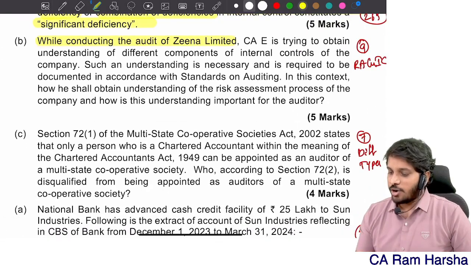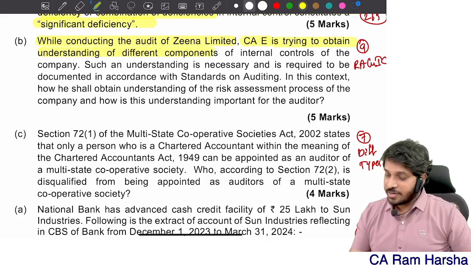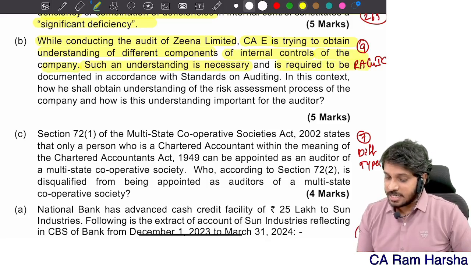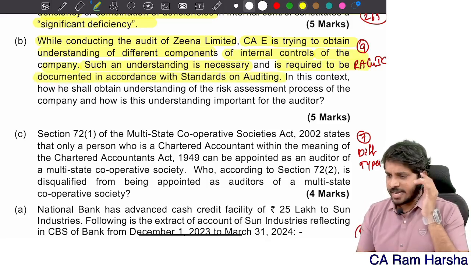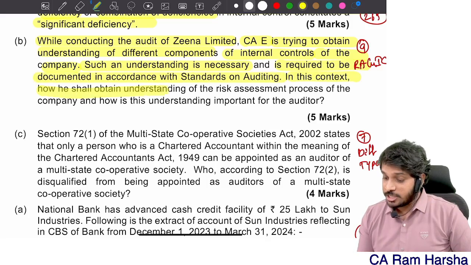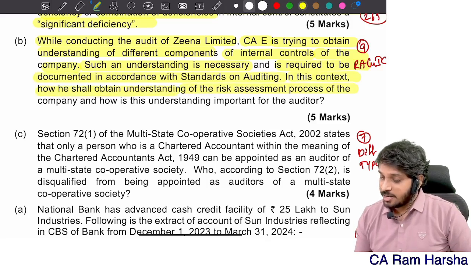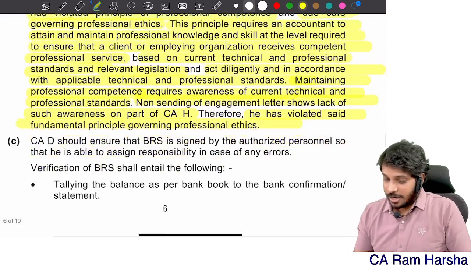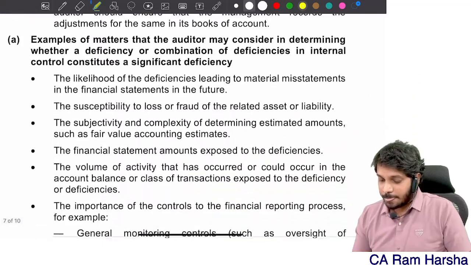While conducting the audit of Xena Limited, the CA is trying to obtain an understanding of different components of internal control of the company. Such an understanding is necessary and is required to be documented in accordance with the standards on auditing. In this context, how shall he obtain an understanding of the risk assessment process of the company, and how is this understanding important? How to obtain the risk assessment process: inquiry, observation, all those points.